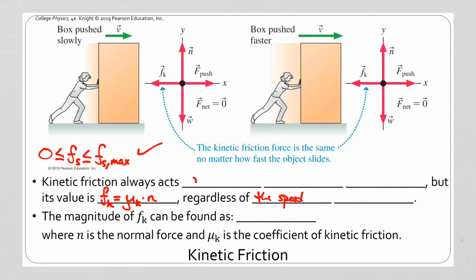Kinetic friction always acts against the direction of relative motion. Most of the time what that means is that if you're pushing an object and the object is moving to the right here, then the kinetic friction would be acting against the motion, pushing back to the left.